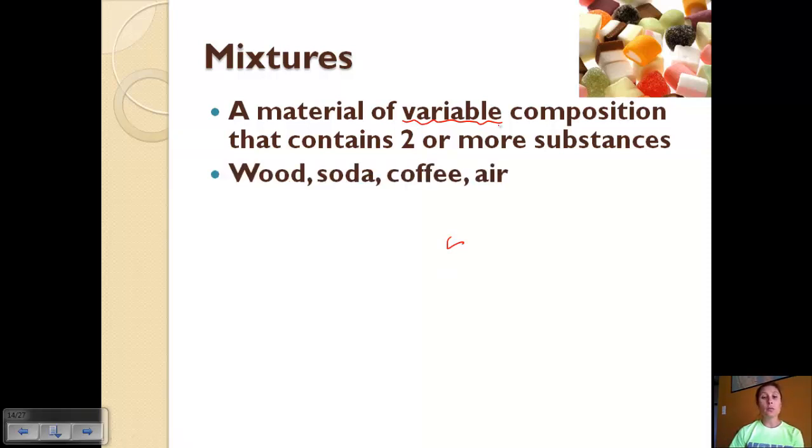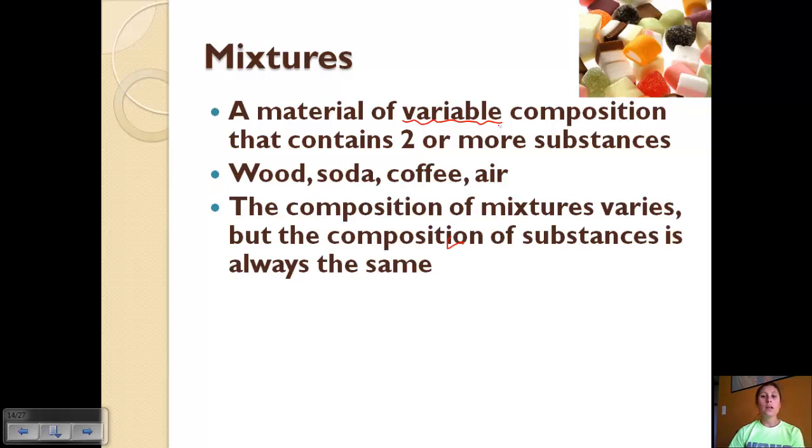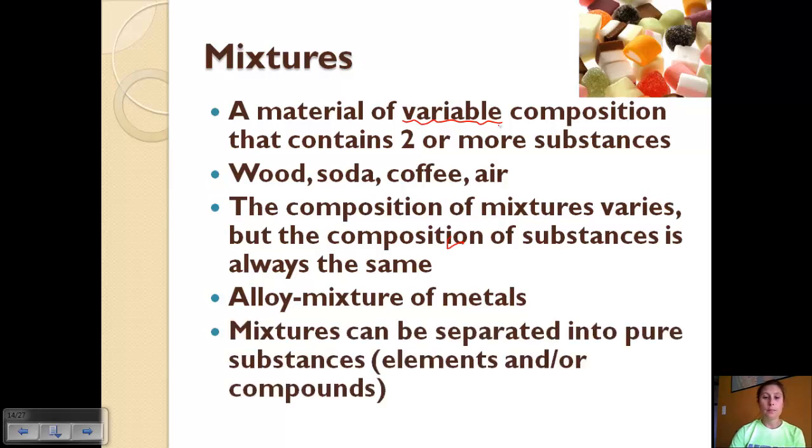So some examples of a mixture would be wood, soda, coffee, air. The mixture of air is always different. So the composition of the mixtures varies, but the composition of substances is always the same. So an example of a mixture would be an alloy. This is a mixture of metals. So white gold is a mixture of different metals, one of them being gold. Steel is another example of an alloy, or brass.